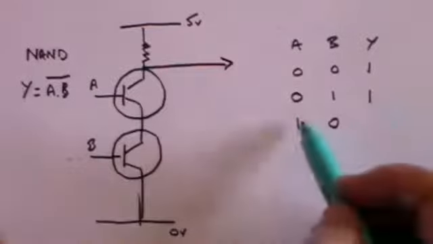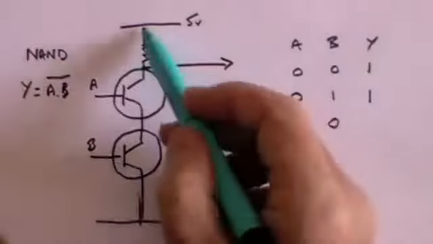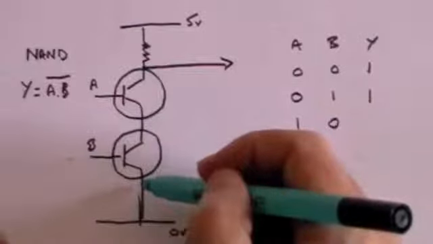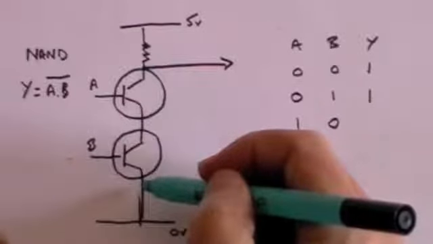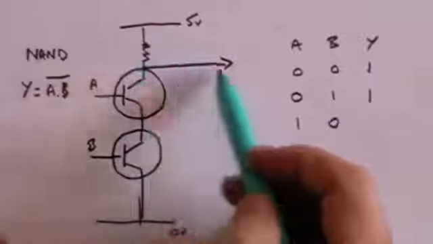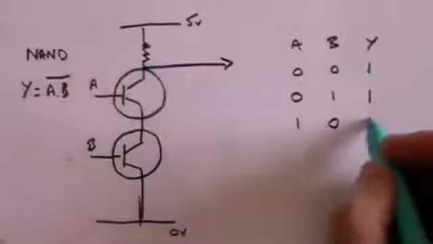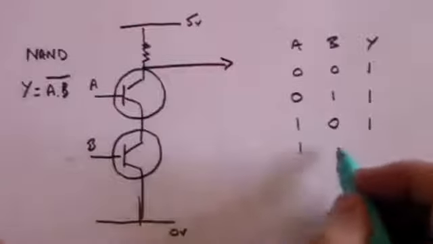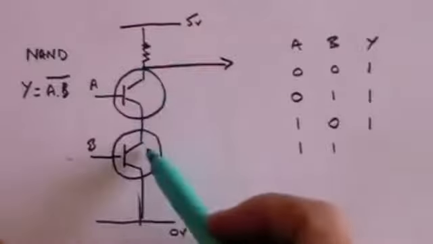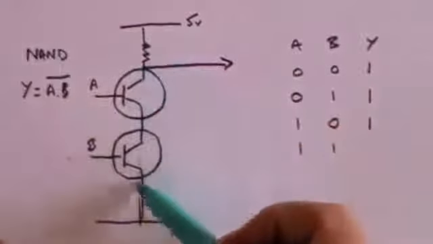If A has the positive voltage, B does not, then the current will flow through the A transistor, but it can't get through the B transistor because that transistor as a switch is open. Consequently, the current can go this way, some voltage drop across the resistance, but there's still a positive voltage here. But if both A and B have got positive voltages, both those switches will close. The current will now flow straight down here.